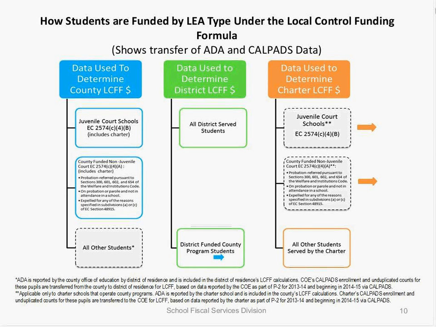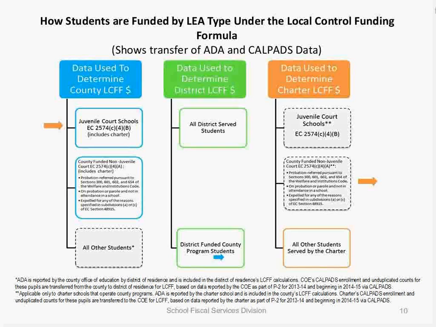Starting at the bottom with the white box outlined in orange, this is where the vast majority of charter school students will fit. These are students that are served by the charter and the funding stays with the charter. Now moving up to the first gray box, this represents students that are in a county program charter, which is operating a juvenile court type of program. The ADA for these students will flow to the county office, and the county office will receive the funding under the county LCFF formula. This is consistent with how this category of ADA was funded under revenue limits.